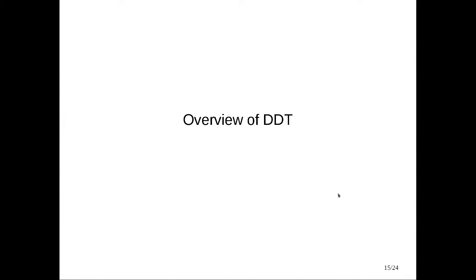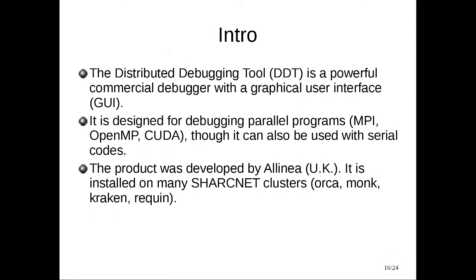Let's go to an overview of DDT. As I mentioned, this is a powerful commercial debugger with a graphical user interface, GUI. That makes it one of the few exceptions where we do allow users to run an interactive graphical application in SHARCNet. Of course, there are special conditions where and how we can do that, which I'll show you later. It's suitable for debugging serial and parallel programs. It was developed by Allinea from the UK, and we've been using it for 10 years now. It's installed on 4 different clusters. The most up-to-date version is installed on Orca and Monk.